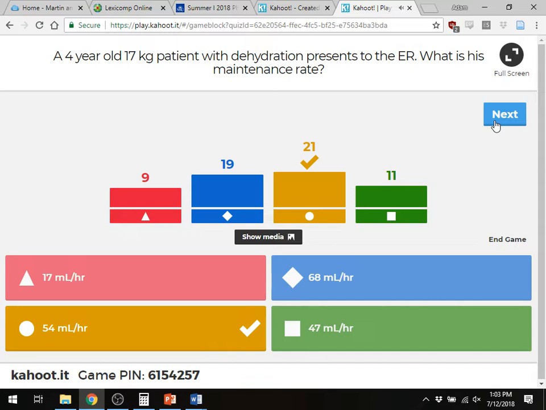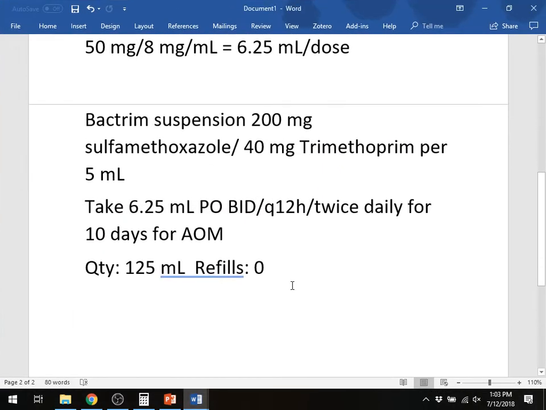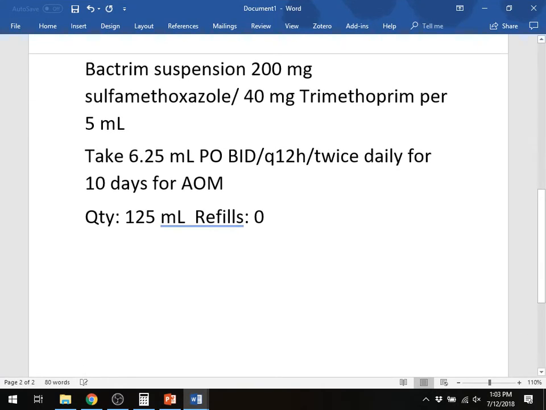It's 17 mLs per hour, 68 mLs per hour, 54 mLs per hour, or 47 mLs per hour. A little late now considering it's over. Okay, so the correct answer would be 54 mLs per hour. So based on the 4-2-1 rule, what does that mean? It means for the patient for the first 10 kilograms, and I'll just write this out actually. You can do that, no problem. I'll say, okay, so we have a 17-kilogram patient, right? So that means for the first 10 kilograms, it gets what?